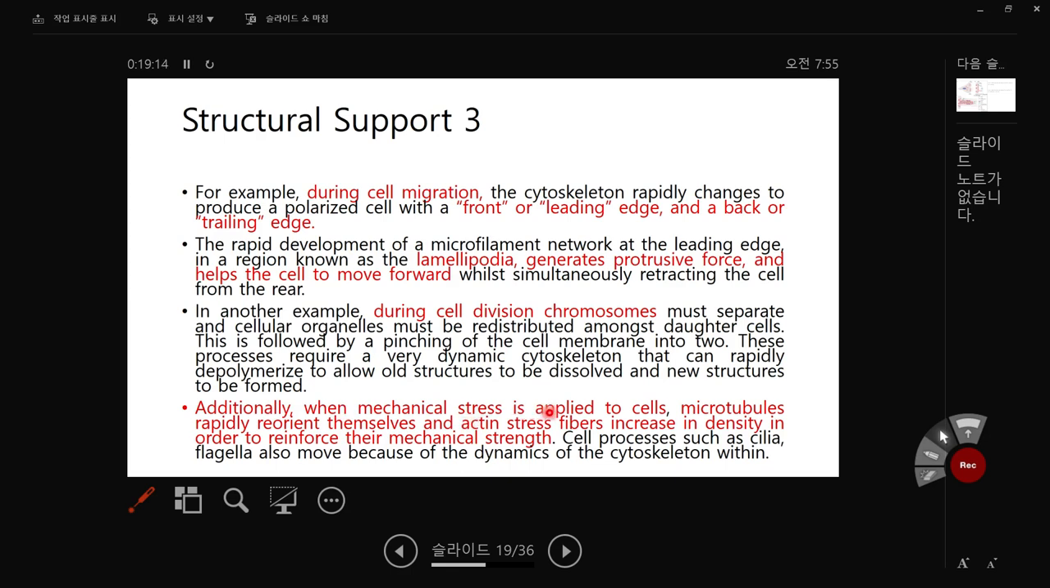Additionally, when mechanical stress is applied to a cell, microtubules rapidly reorient themselves, and then actin stress fibers, the microfilaments, increase in density in order to reinforce mechanical strength. Cell projections such as cilia and flagella also move because of this dynamic cytoskeleton rhythm. So the three different types of cytoskeleton, microfilament, microtubule, and intermediate filament, are involved in cell dynamics. When cells move, or when they endure outer force, these two major components of the cytoskeleton are responsible.